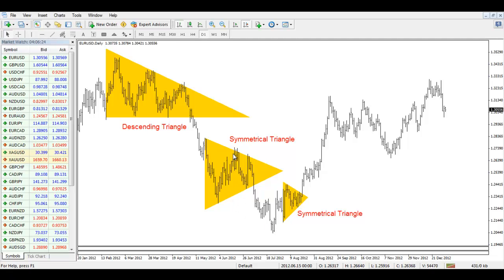So we see here there was testing through, testing. We never got a close outside. And then this was the first close outside of the triangle, and price, sure enough, moves to the downside.